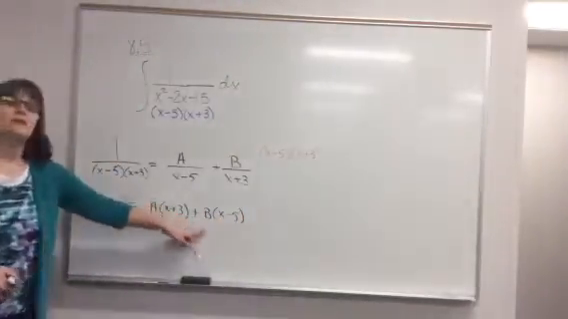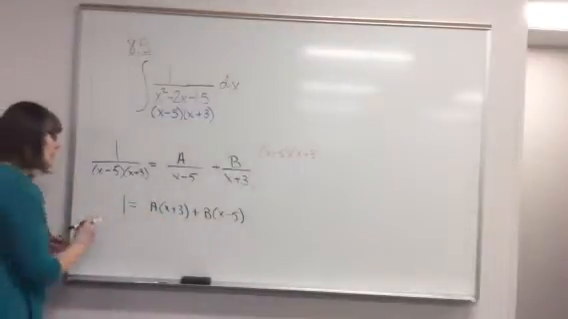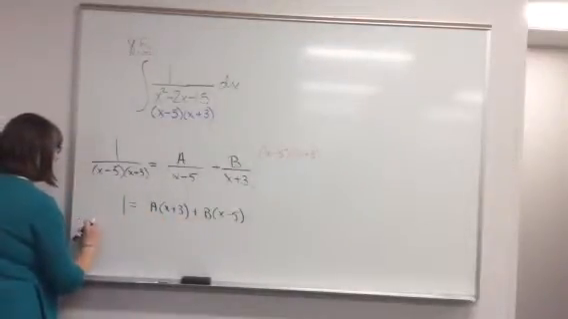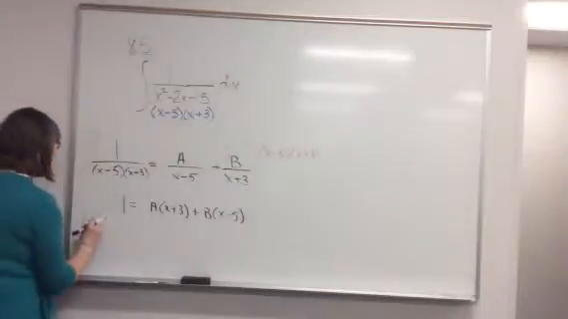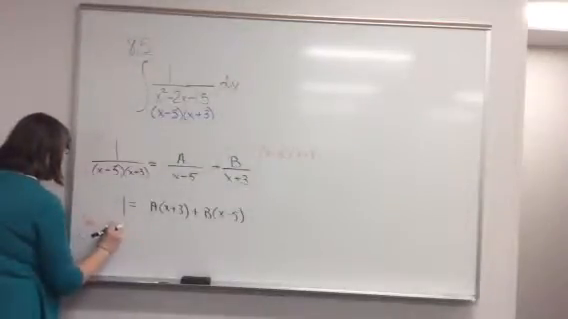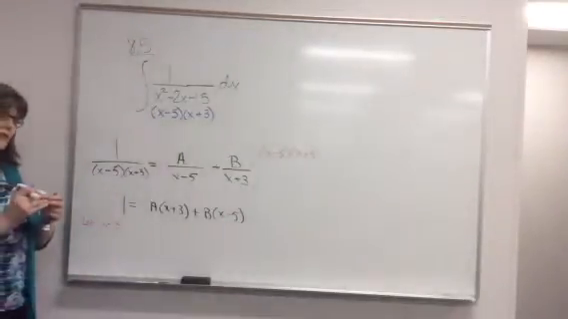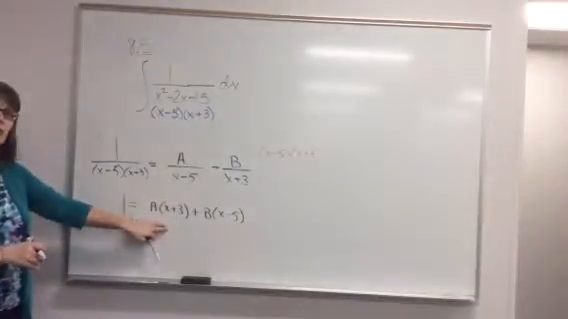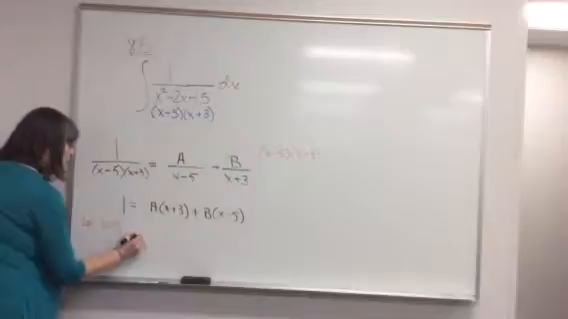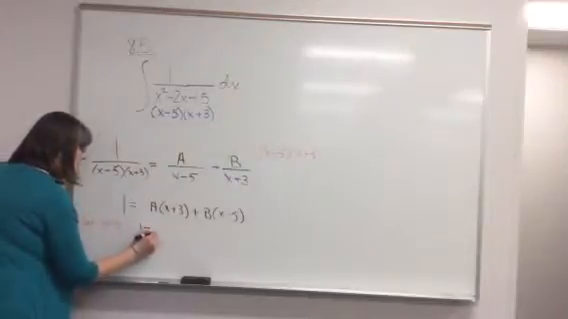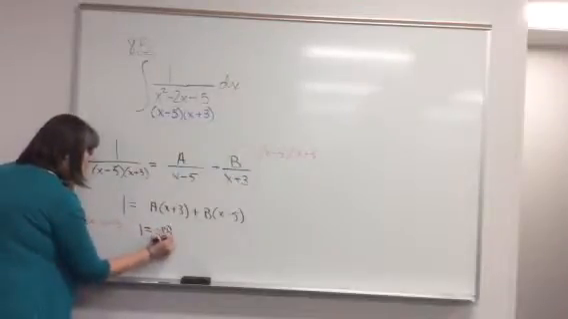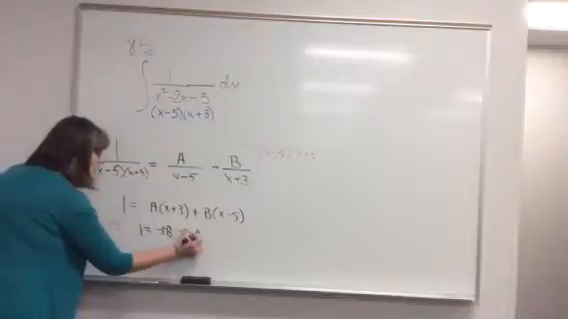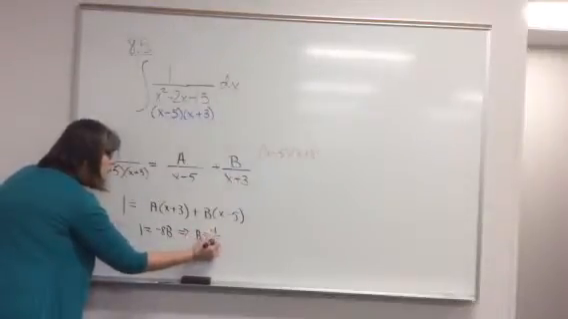Now, I need to find a and b. We can do that if we pick some convenient values for x. Let's let x equal negative 3. Well, if x is negative 3, then this term cancels out. So we're left with 1 is equal to negative 8b. Therefore, b is negative 1 over 8.